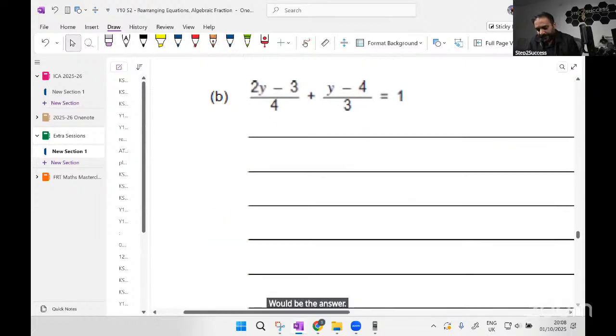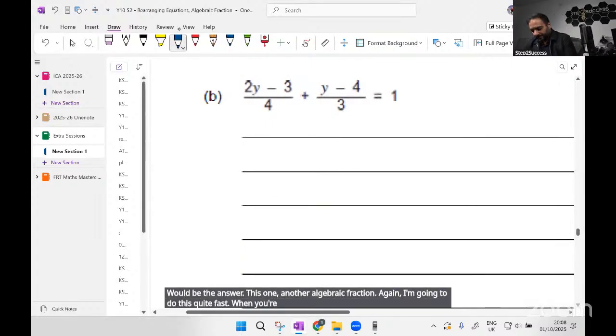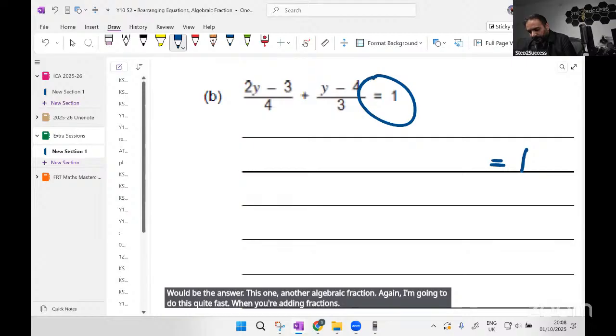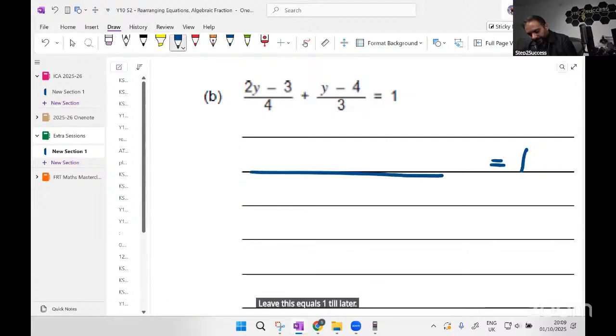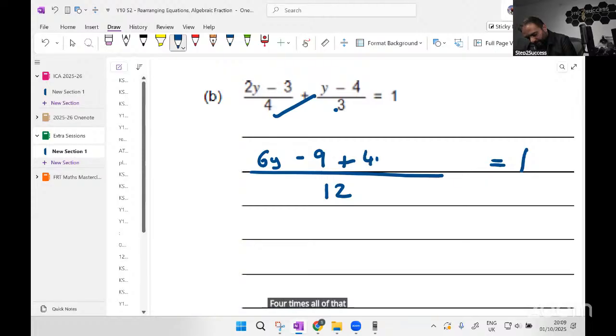This one, another algebraic fraction. Again, I'm going to do this quite fast. When you're adding fractions, leave this equals 1 till later. Do a big line, times those two together, 12. Then times that by that, and this by this. We'll do it all quickly. 3 times all of this is 6y minus 9. 4 times all of that is 4y minus 16.